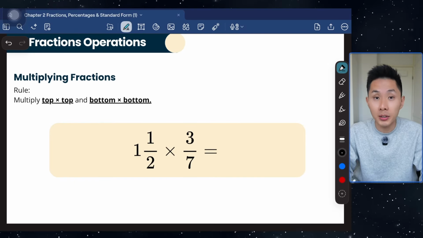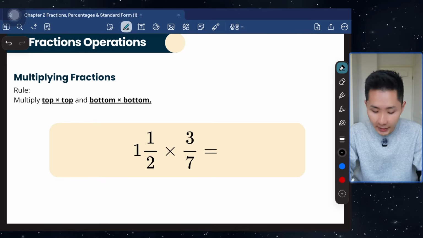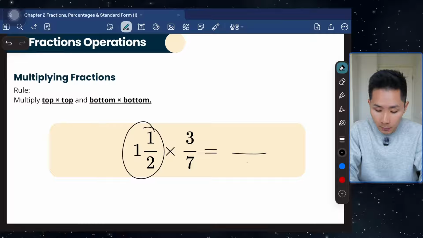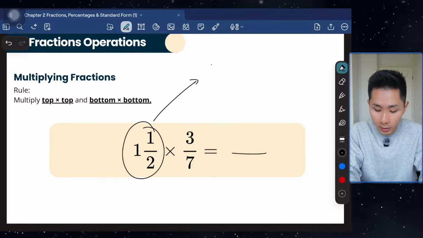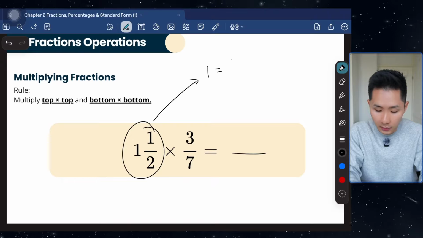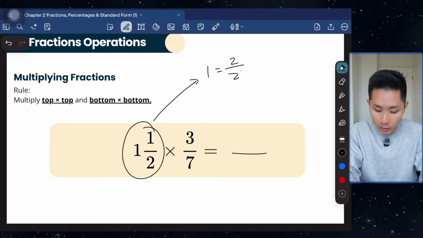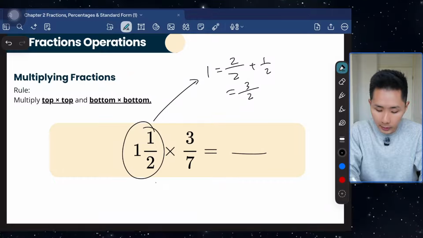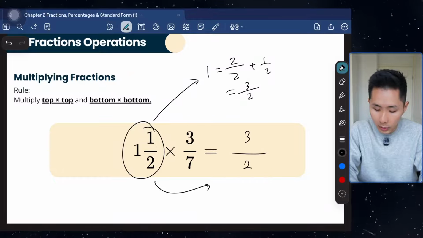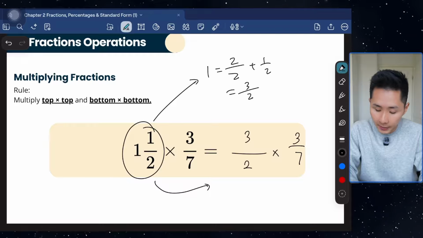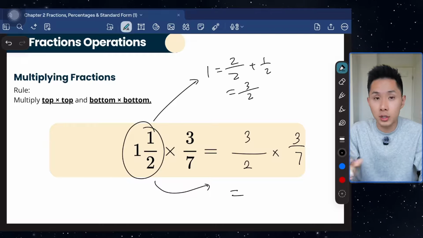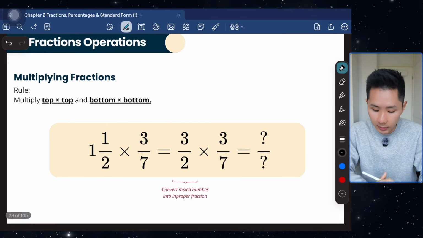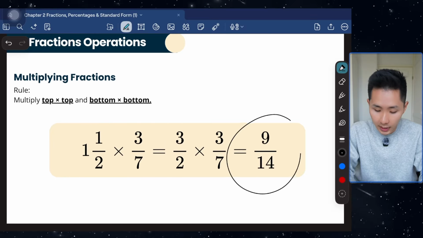And there will also be times when you get a mixed number in the operation like that. The first step is always to change this into an improper fraction. To do that, you know that one whole number can be converted into 2 over 2. So when you do 2 over 2 plus 1 over 2, that's when you have 3 over 2. So this can be converted into 3 over 2 multiplied by 3 over 7. If you multiply both the numerator and the denominator, you get 9 over 14. So that's the answer here, 9 over 14.